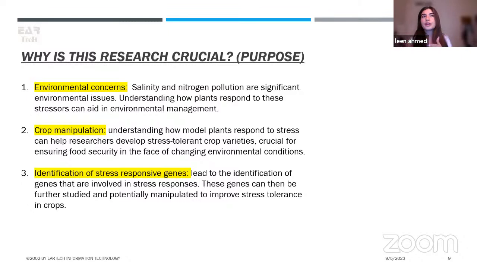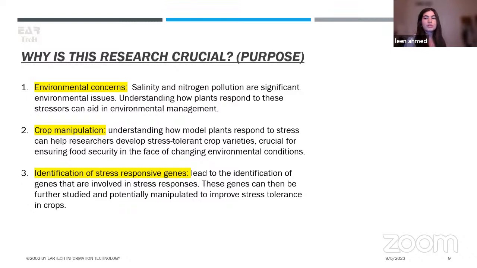If this were to occur in our environment on a larger scale, let's say on a big cropland, what would we do then? We need to test these environmental conditions on smaller plants so that if it occurs in that environment, we can have better environmental management and be able to control the damage, basically. And then the next thing I wrote here was crop manipulation.